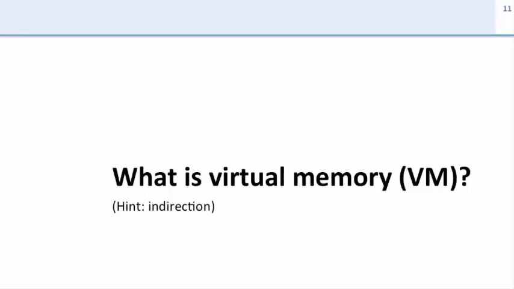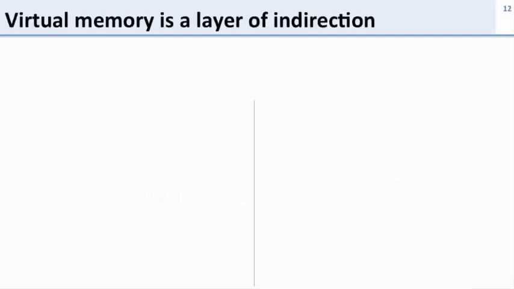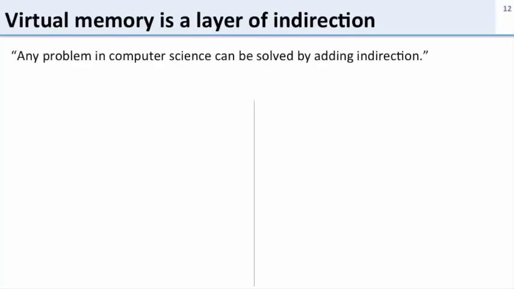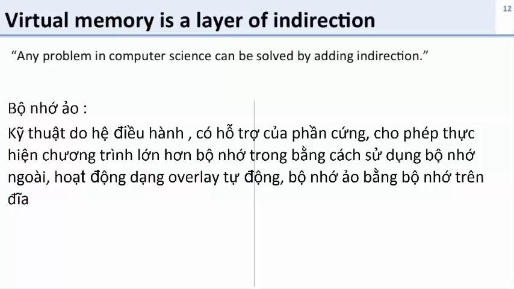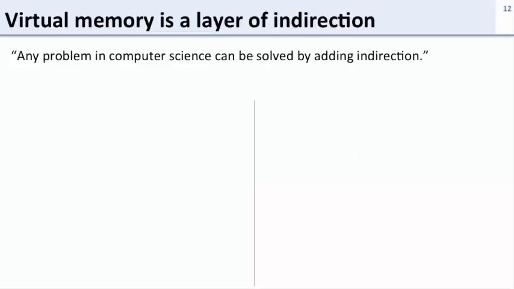All right, so now let's talk about what virtual memory is. And I'll give you a hint here. Virtual memory is all about indirection. Remember, we mentioned that there are different address spaces for the program and the memory, and virtual memory is about the indirection pointing between them. So virtual memory is a layer of indirection. This comes from the general idea that any problem in computer science can be solved by adding indirection. If you've got a problem, add a layer of indirection and we can almost always solve it.